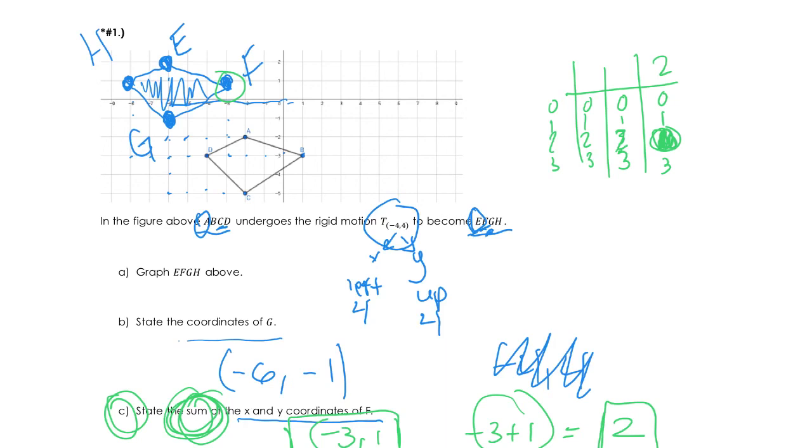All right, so hopefully you're like, wow, translations are pretty easy. We're just sliding things. The big thing to remember, when you see a capital T, it's translation. The first number is left and right. Then the second number is up and down. So left-right, up-down, X and Y.